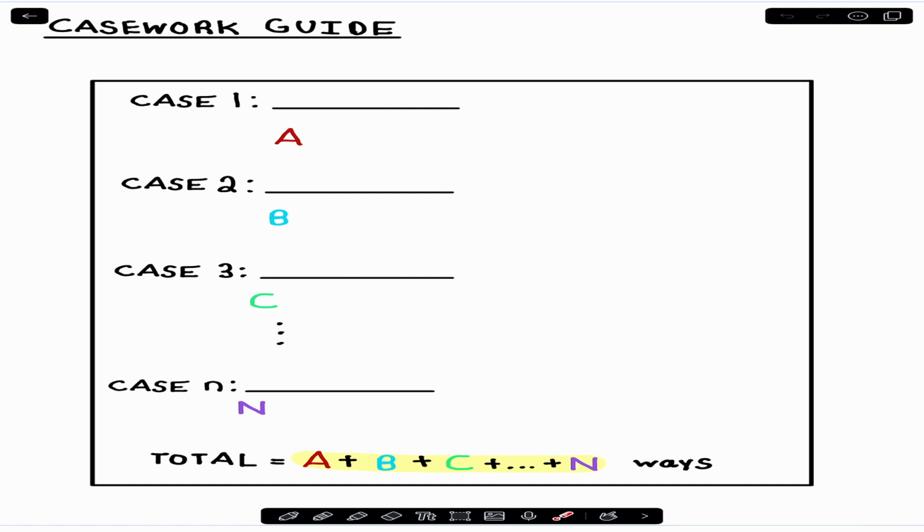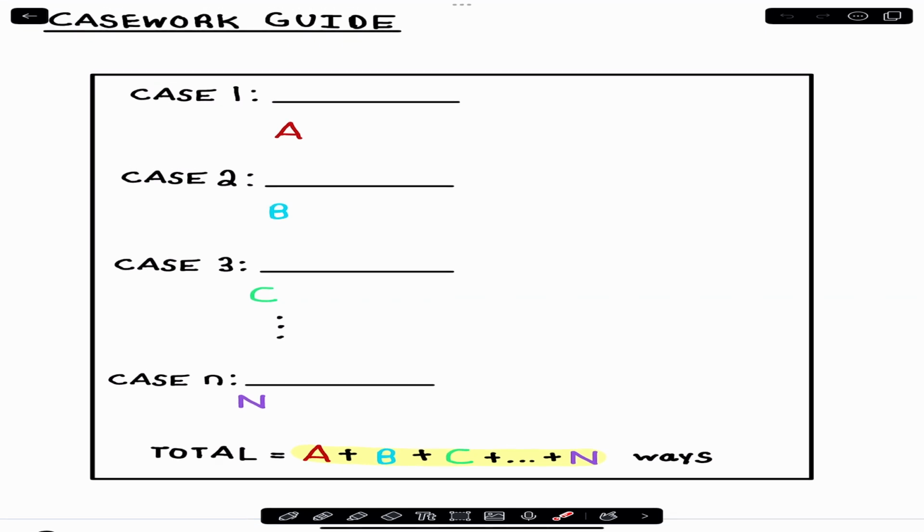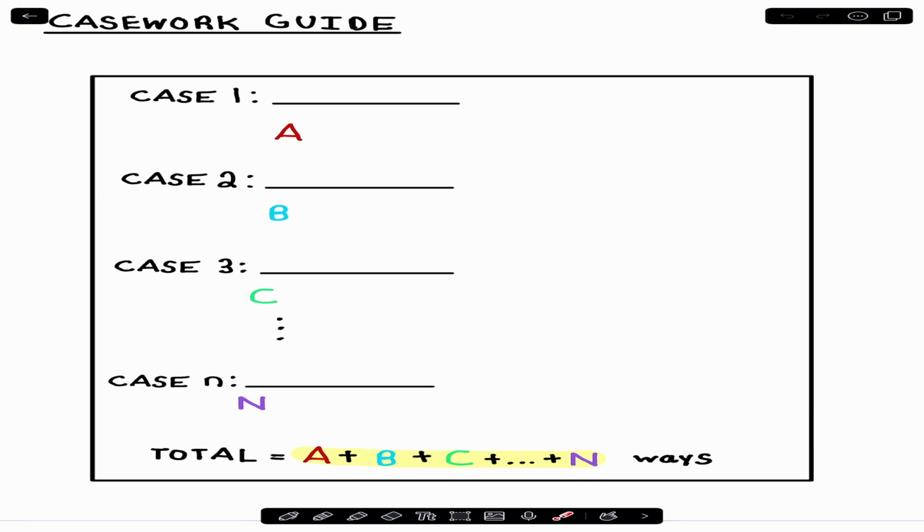So how does a casework solution look like? When you're working through problems with casework, this is just a little guide that I want you to follow. If you follow this, you should be good. As you can see, it's very organized and it has this specific structure. First we have something called case 1. You're going to write down the conditions for case 1. You're going to use some counting techniques to get a number here, which we've called A.